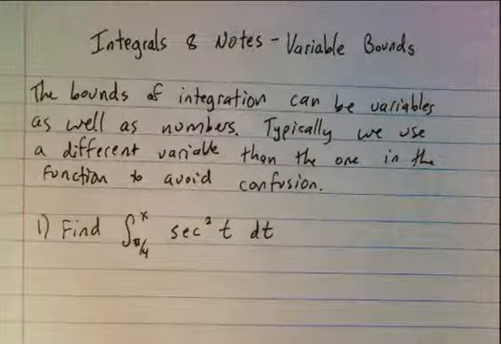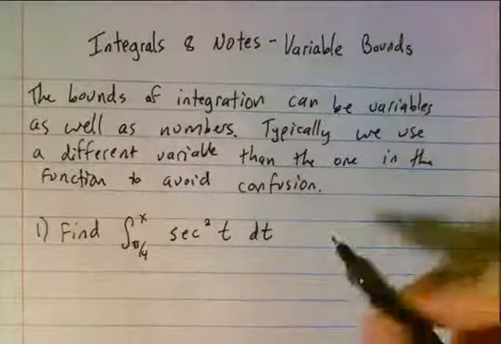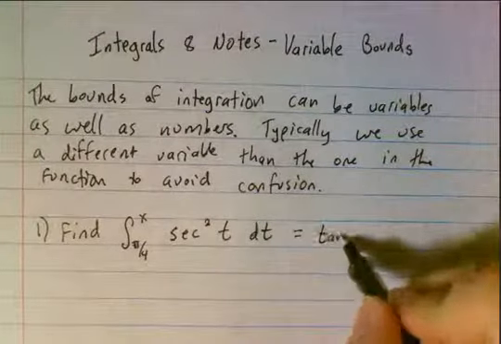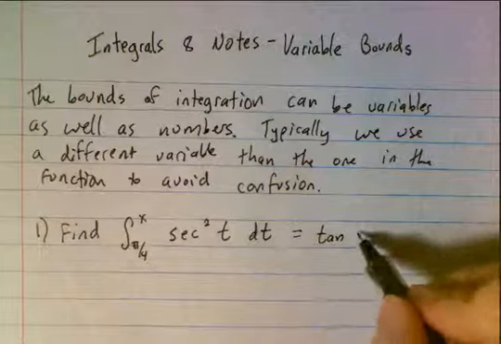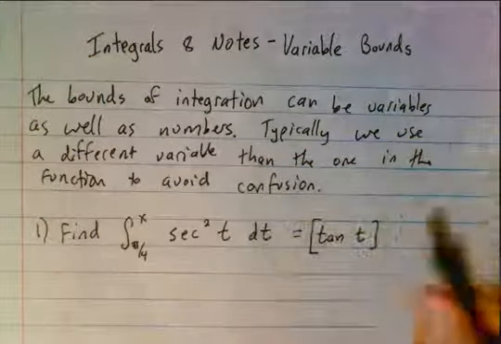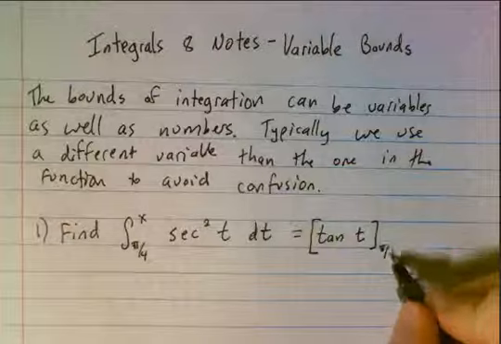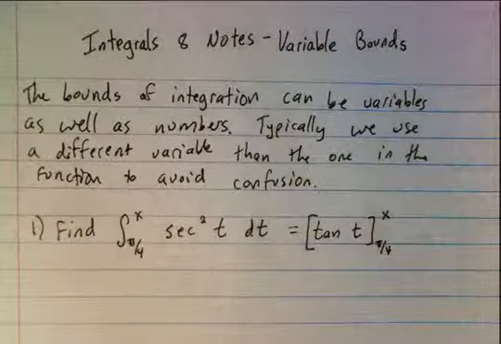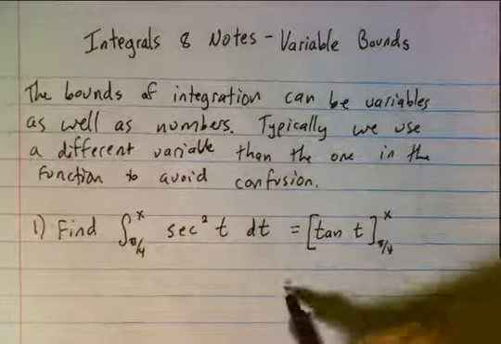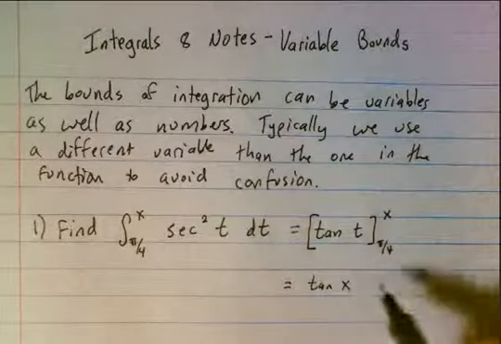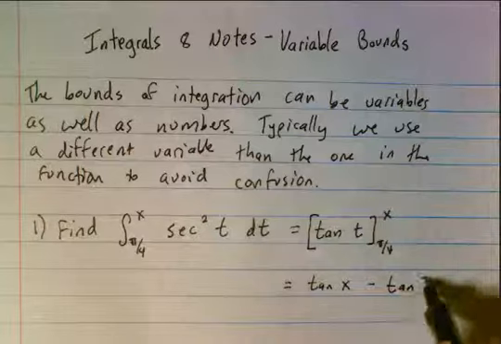So what we're going to do is the same thing we were doing before. The antiderivative of secant squared is tangent, and our variable this time is t. That's pretty typical when we have these problems, that this will be t and this will be x. And then our bounds are from pi over 4 to x. So we do the same thing we've done in the past. We just substitute the upper bound, so tangent of x minus the tangent of pi over 4.